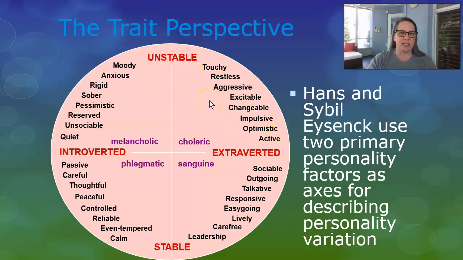So touchy, restlessness, aggressive, excitable, changeable, impulsive, optimistic, or active. If you were stable and extroverted, you were very sociable, outgoing, talkative, responsive, easygoing, lively, carefree. You might show leadership. Down here in this quadrant, if you were stable but introverted, you are passive, careful, thoughtful, peaceful, controlled, reliable, even-tempered, and calm. And then introverted and unstable: moody, anxious, rigid, sober, pessimistic, reserved, unsociable, quiet.